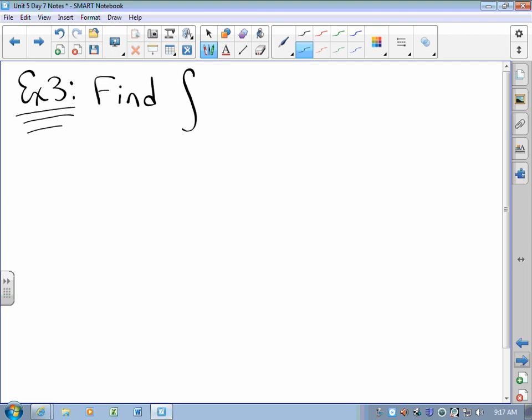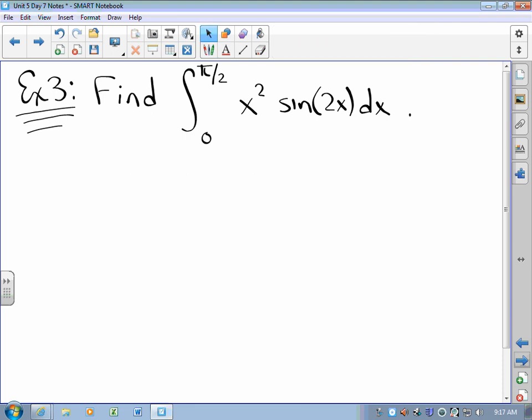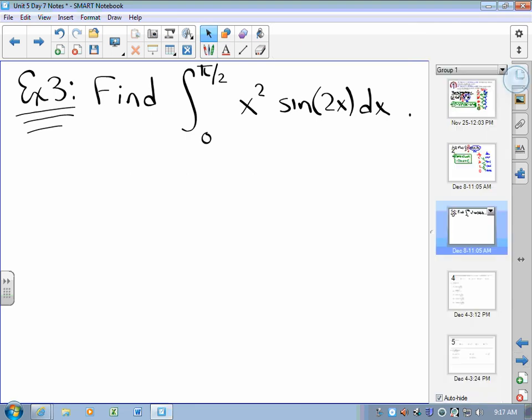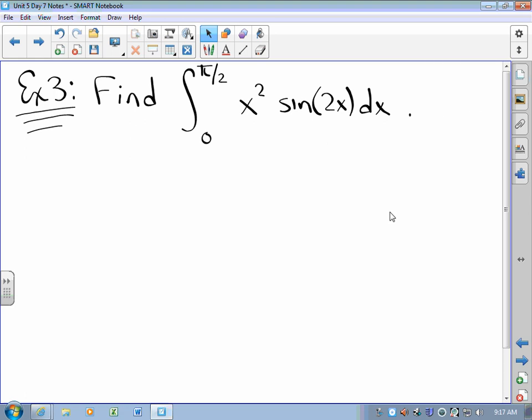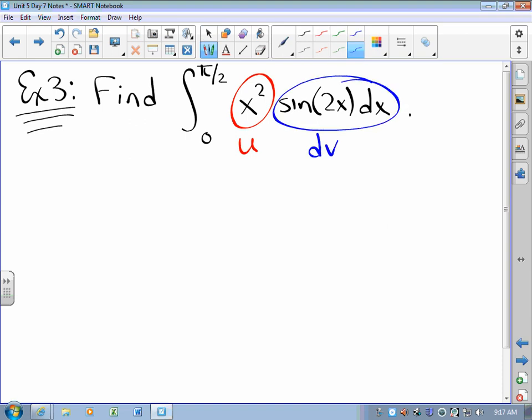What if we're dealing with a definite integral? Oh no, a definite integral? Yes, a definite integral. What about that? Well, in that case, I know that this is going to be the u part, and this is going to be the dv part.